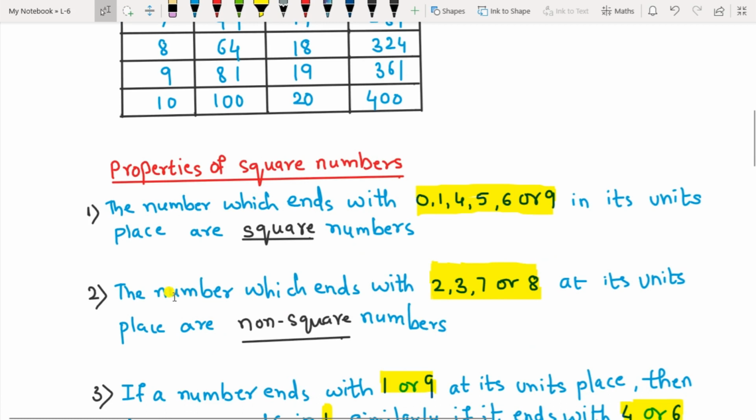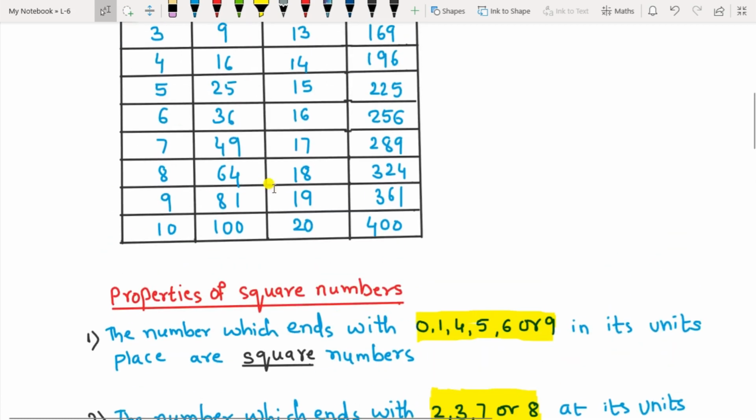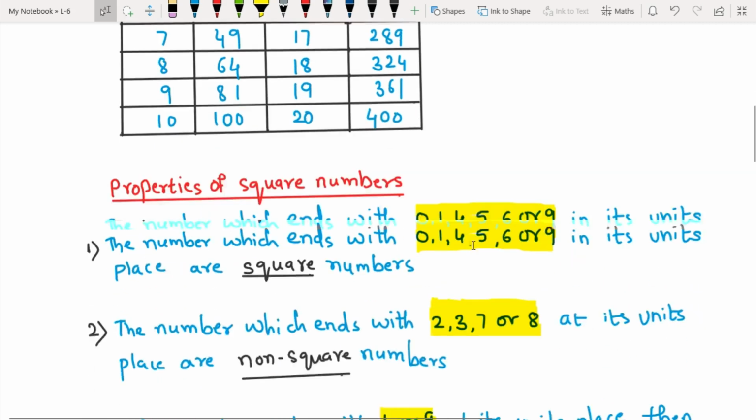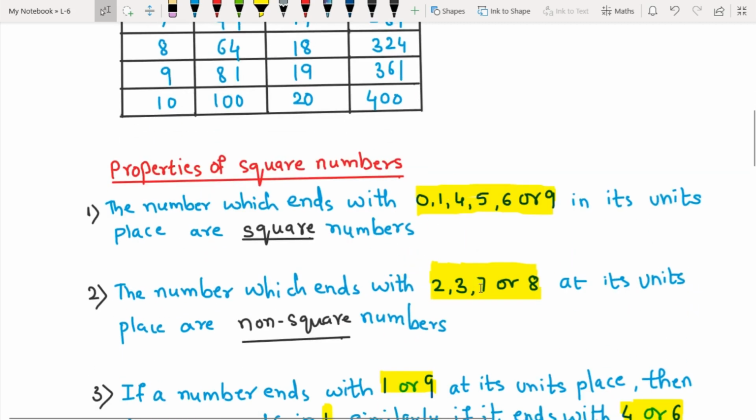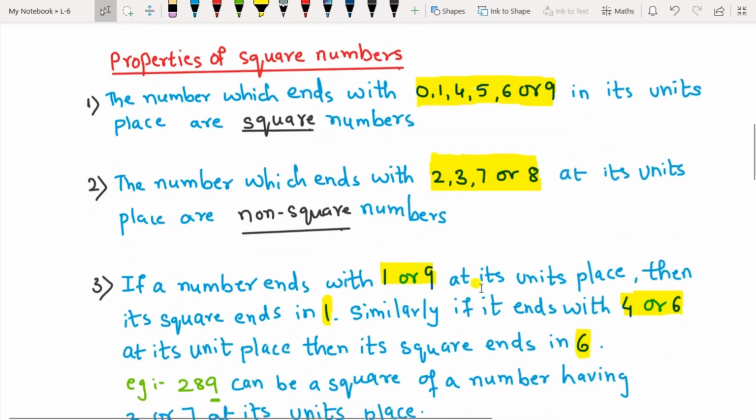The second point is that numbers which end with 2, 3, 7 or 8 at the units place are non-square numbers. Here you can see that none of the numbers have 2, 3, 7 or 8 at the units place. So such numbers will not be the square of any number.